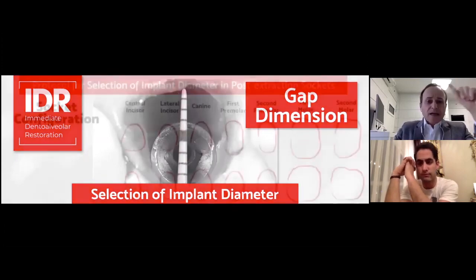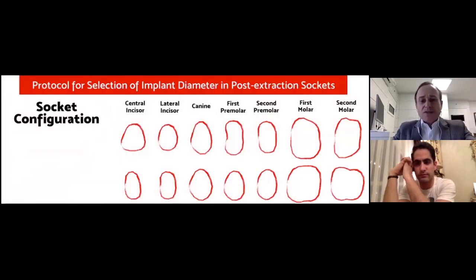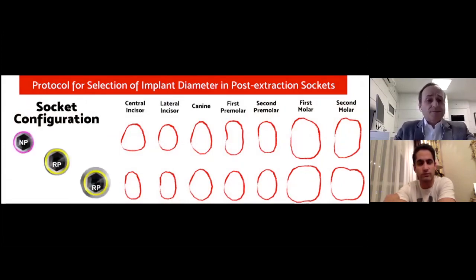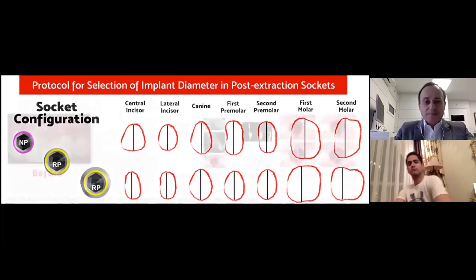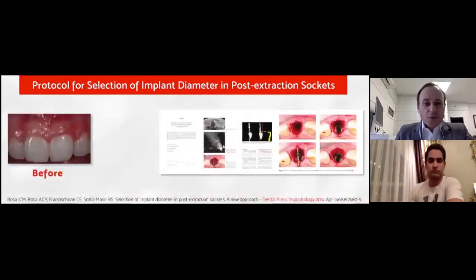the implant? Here you can see different scenarios, regardless of the tooth to be replaced, from the central incisor to the second molar. And we have different socket configuration. And how to select the implant diameter in very different situations like this. And we can select narrow, regular, or wide platform. But based on what? We always use the buccal palatal distance of the socket in order to select the implant diameter. This is an example of using this protocol.